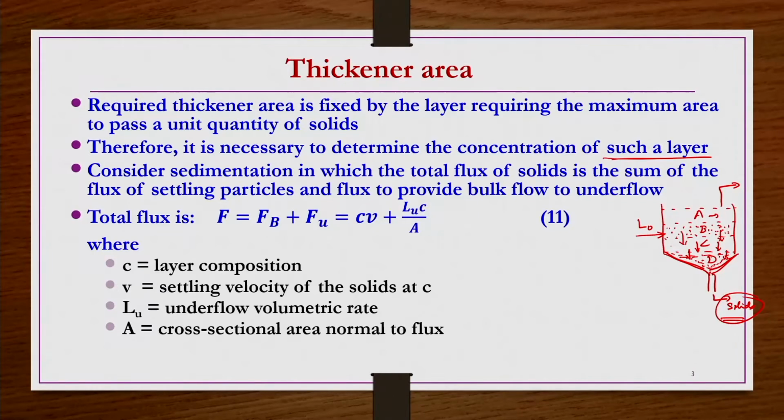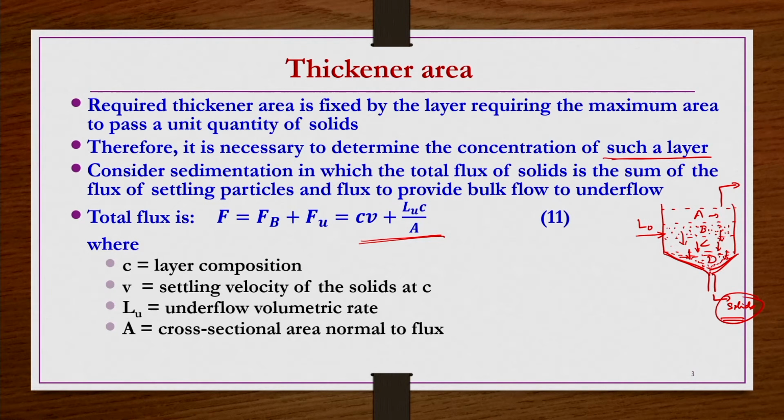So, here C is nothing but the layer concentration, whichever layer we have taken. That is the reason we have not designated anywhere C1, C2, CL, Ci, something like that, because it is a generalized one. Whichever layer you are trying to calculate the flux for, the concentration of the solids in that layer is C, and V is the settling velocity of the solids at that particular C.